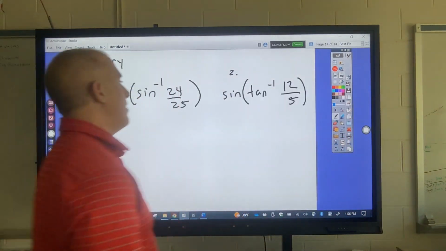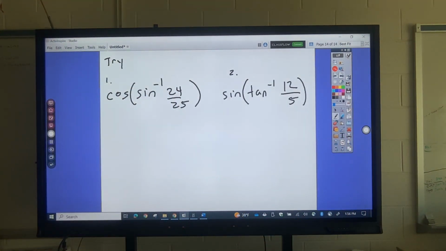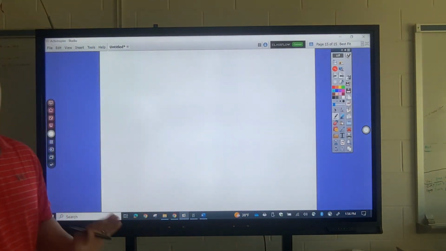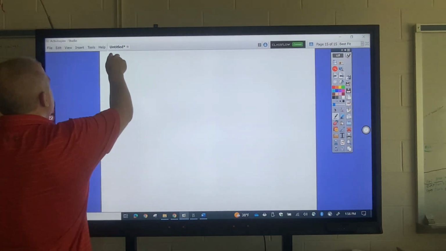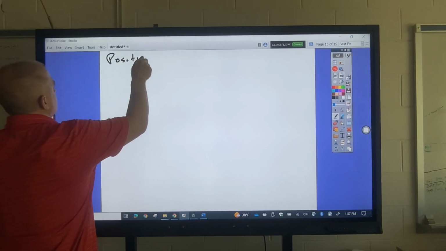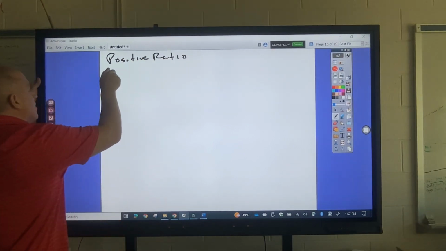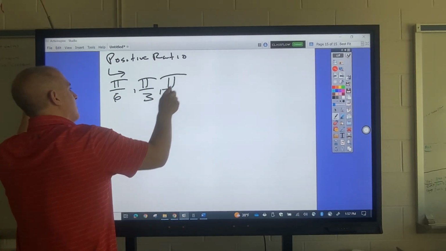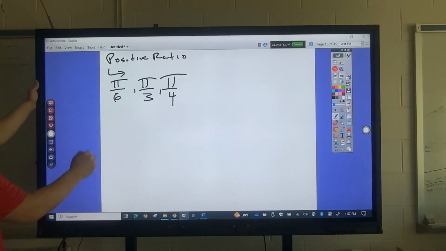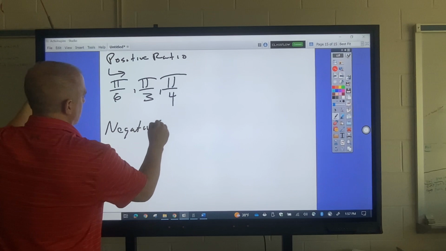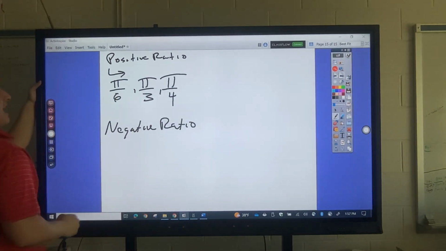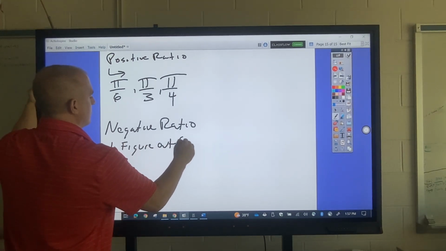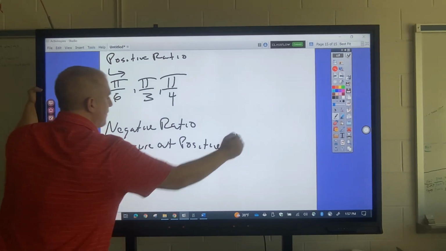So go ahead and try these. Go ahead and figure out what these are. And in summary, what you have to do with these inverses: if you have a positive ratio, you're going to be one of these 3. Very simply. If you have a negative ratio, first you figure out the positive first.